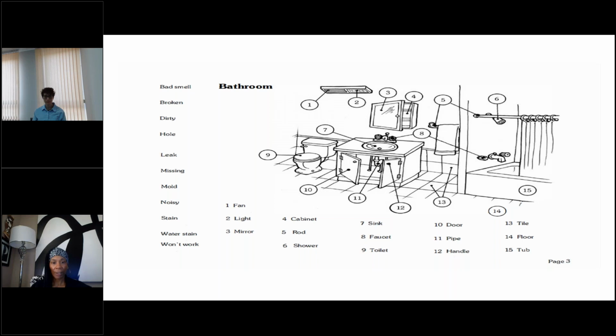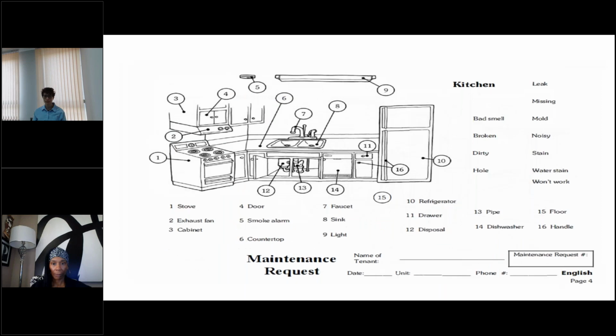As you can see, the bathroom can be a little bit complicated. Here they can basically circle the number where the issue is, and the landlord can figure out where the problem is. I'm going to let you look at that. Next slide. And here is the kitchen. The thing I like about this tool too is that it comes in different languages. So just FYI. Next slide.